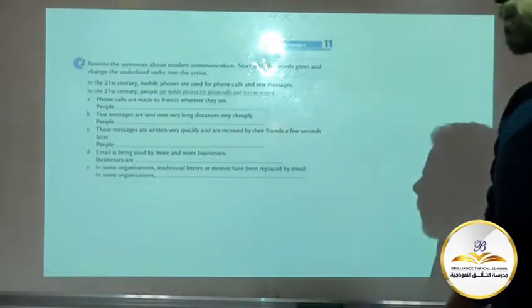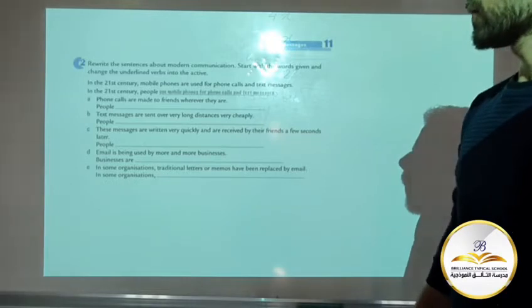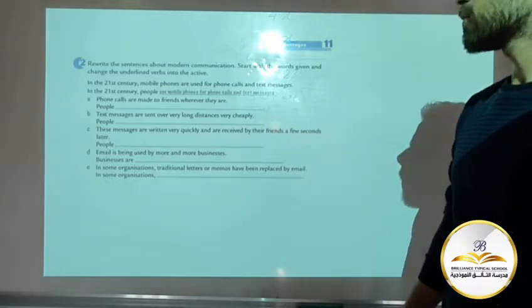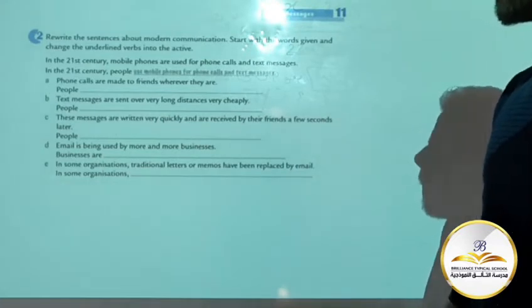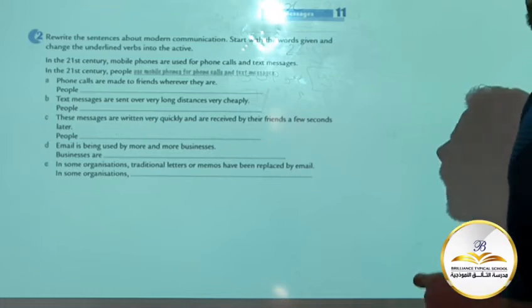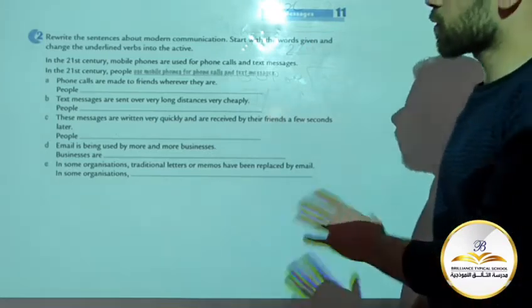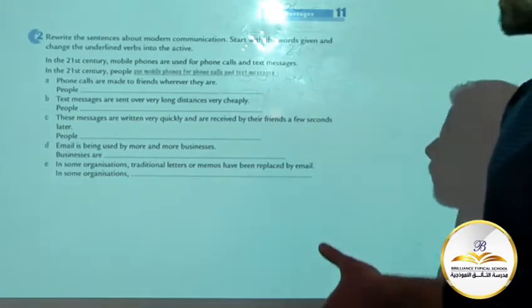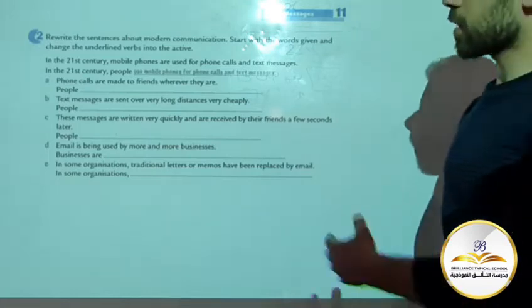Now, I want you to take a look at this sentence also. I want you to rewrite the sentences about modern communication. Start with the words given and change the underlying verbs into active. Now we are going to work vice versa. We are going to work from passive into active. Take a look at this example.